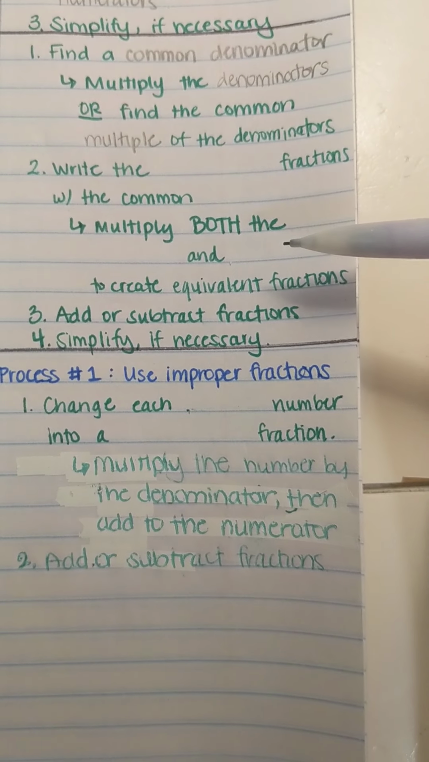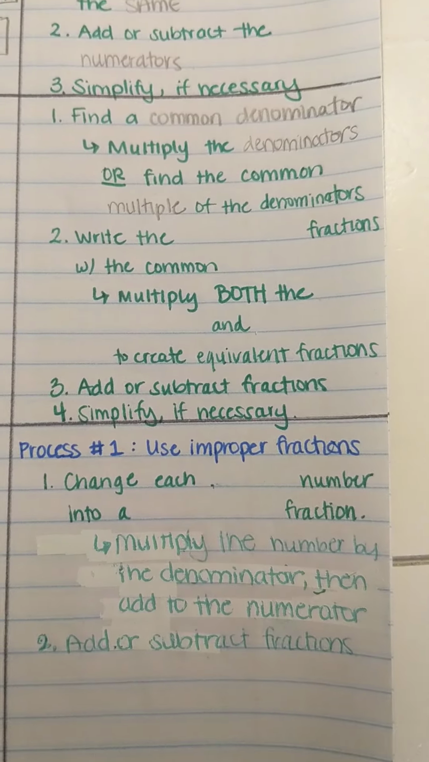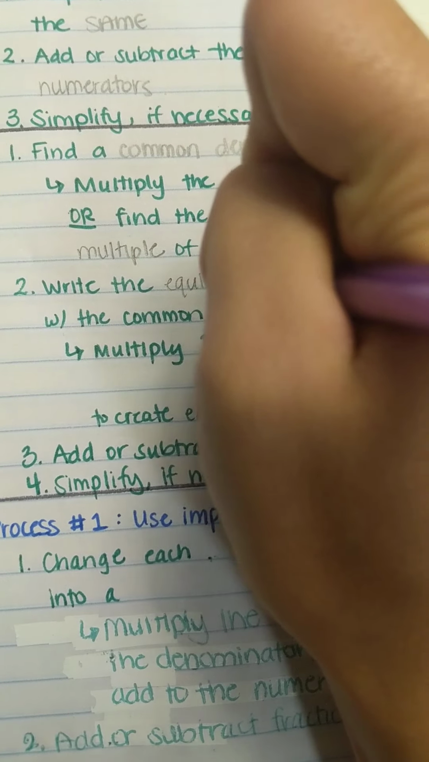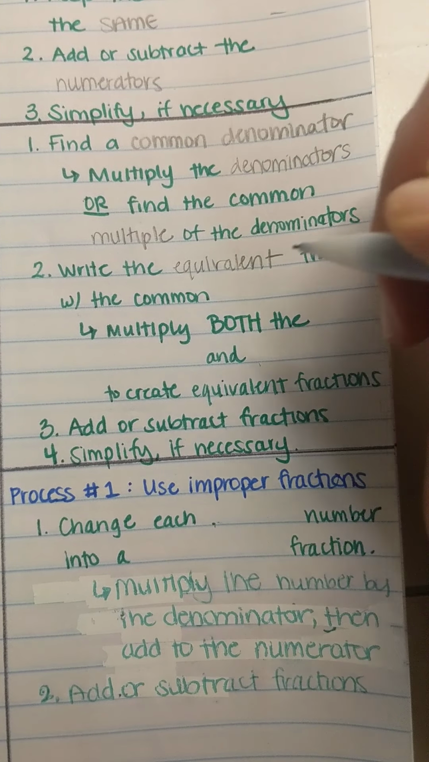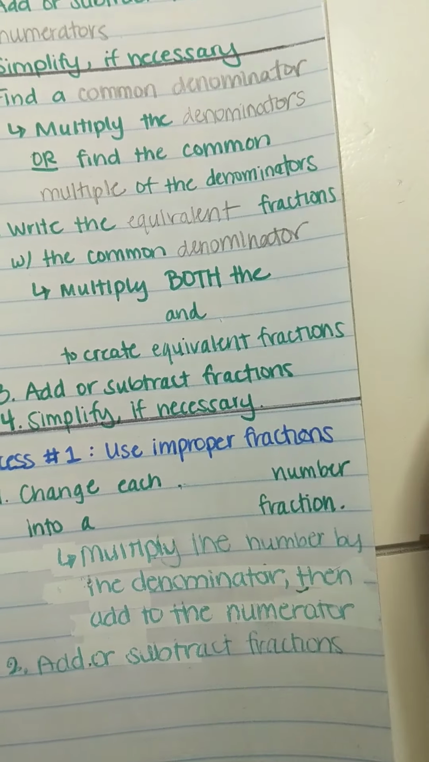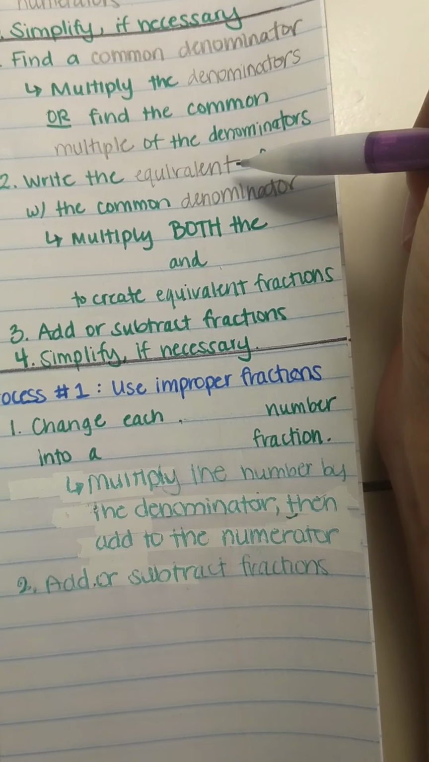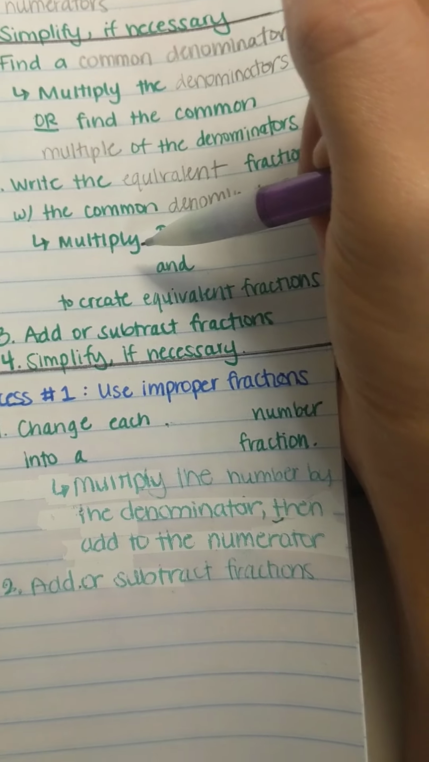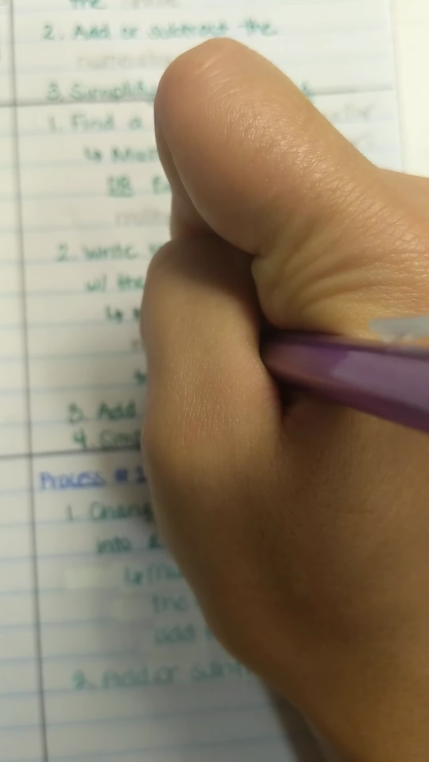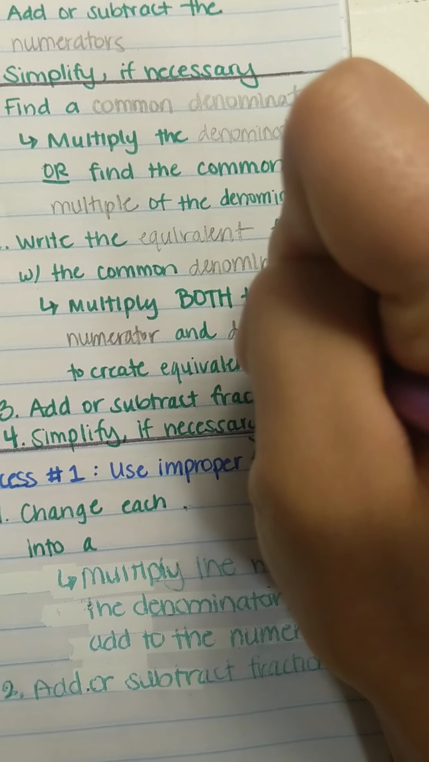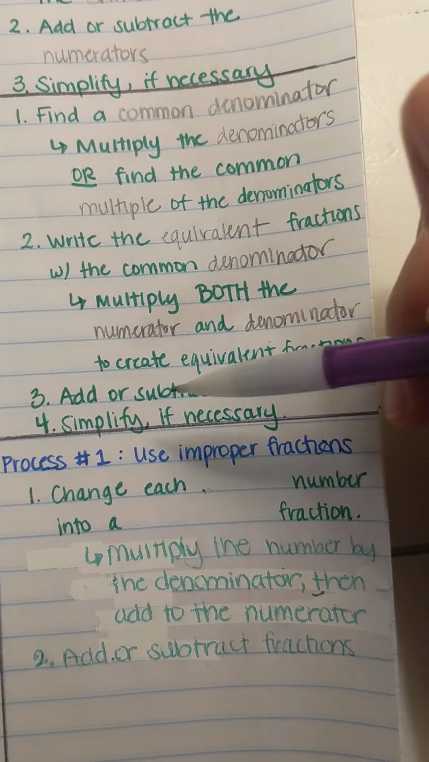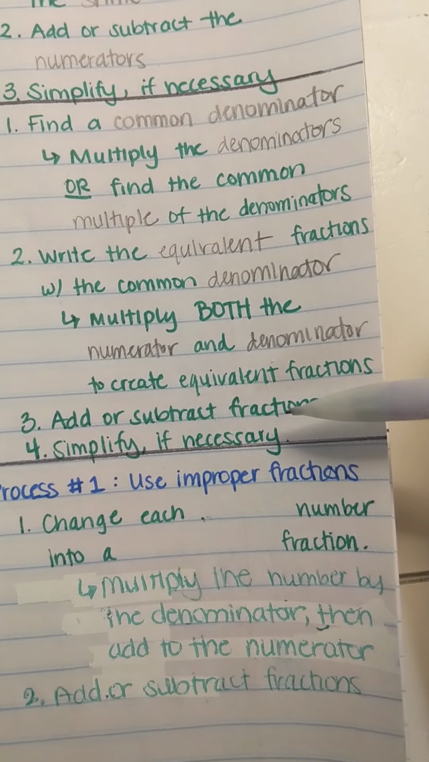Again, we're going through this quickly because this should be a review. Step 2, write the equivalent fractions with the common denominator. I'll explain in the examples how we get equivalent fractions, but basically we have to multiply both the numerator and the denominator to create equivalent fractions. Step 3, add or subtract fractions. Step 4, simplify if necessary.